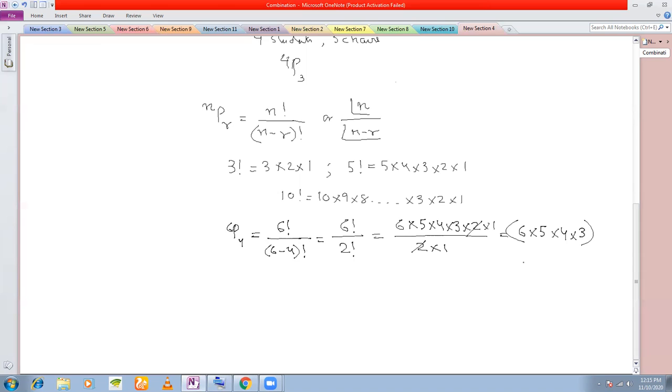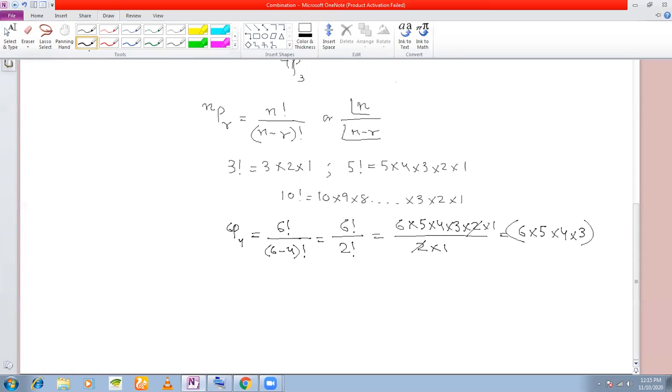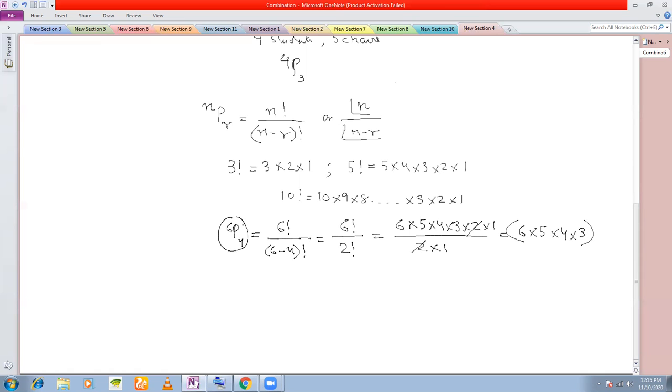Now see, always using the formula to calculate nPr can be a little difficult because you have a factorial in the numerator and a factorial in the denominator. I'll give you a shortcut to calculate nPr. What do you see in 6p4? We have 6 into 5 into 4 into 3. Without using the formula, you can directly write this. 6p4 has 4 as r, so how many terms are there? 1, 2, 3, and 4. You start from 6 and keep decreasing by 1.